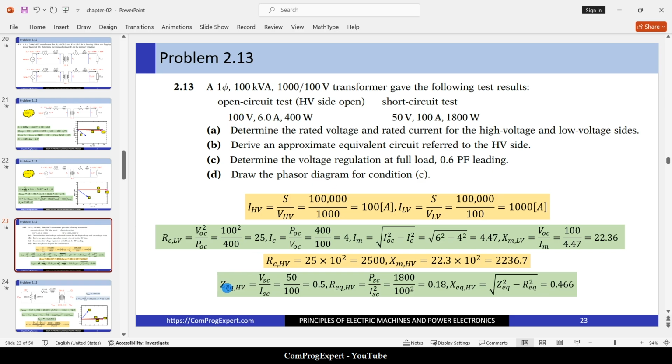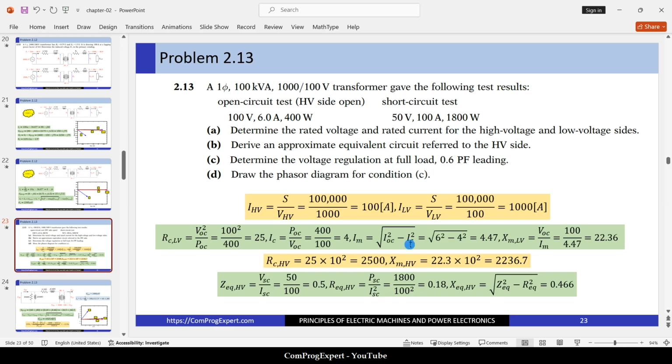So the value of the Z equivalent for the high voltage side is 50 divided by 100, that is 0.5. What is the value of the equivalent resistance? It is the power loss in the short circuit test divided by the current of the short circuit to the power 2.